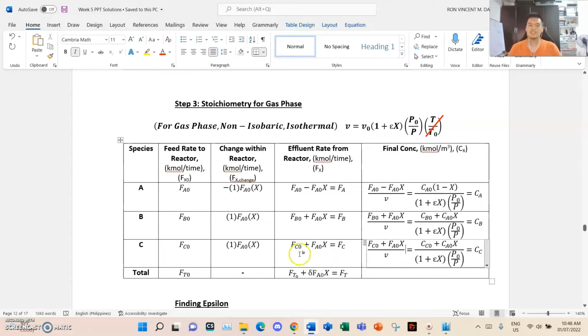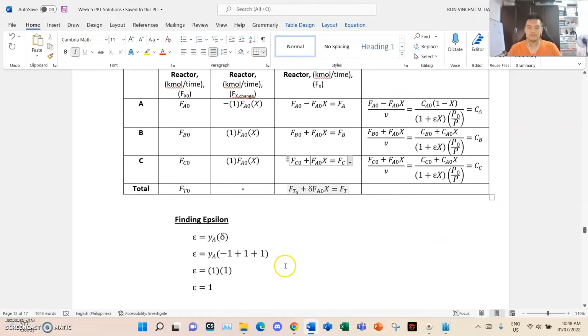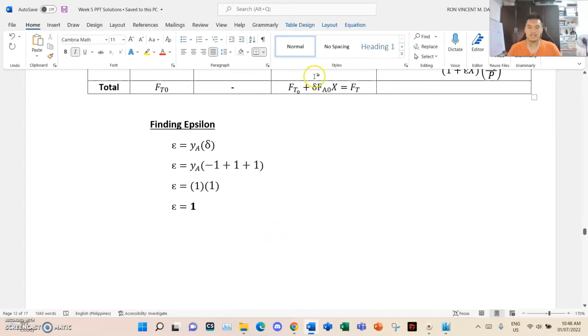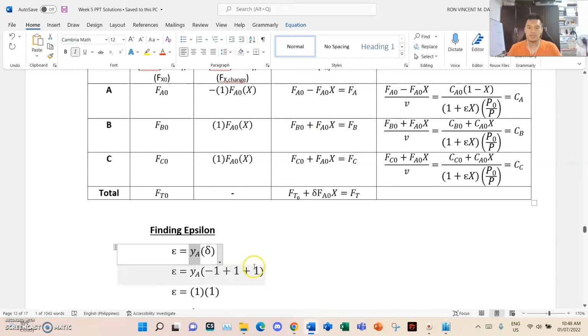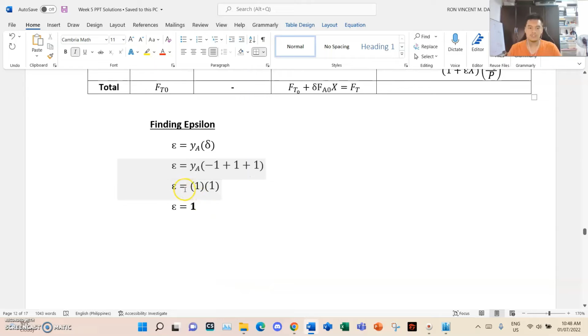So since we're dealing with gas phase reaction, we need to find epsilon. In order to find epsilon, we need to find delta. Delta can be calculated by summing all coefficients in this part. After finding delta, we need to find epsilon now. And epsilon simply equals the mole fraction of the reactant times delta. Since the only reactant considered is ethane, this means that the mole fraction of ethane is equal to 1, since again, this is pure ethane. And the delta is -1 plus 1 plus 1. So this is 1 times 1, so epsilon equals 1.